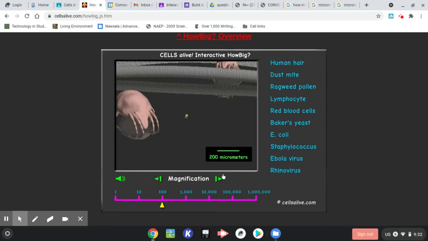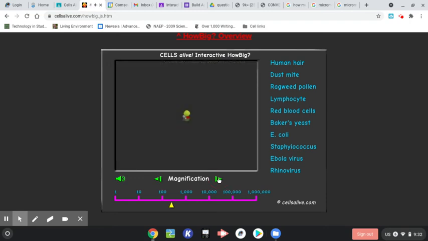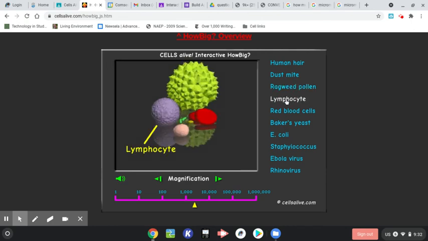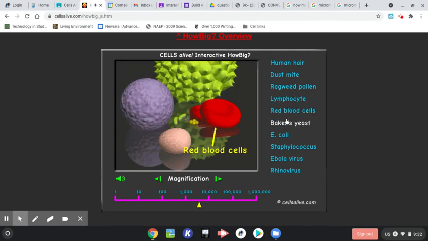Okay, so let's magnify some more, and we start to see some other things. We're not sure what they are, but these are now 20 micrometers. So we're at 1,000 times magnification, and we're another magnitude of 10 less than that. Where we had 200 micrometers, now these things are only 20 micrometers. This one is ragweed. This one's a lymphocyte. These are red blood cells. This is baker's yeast. And we see some smaller things coming into view there, but we'll get back to those.